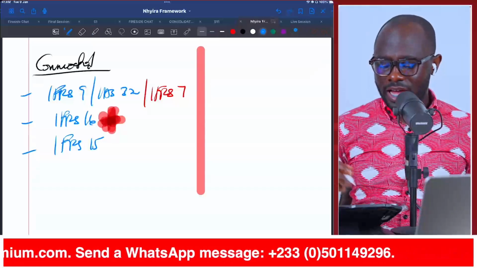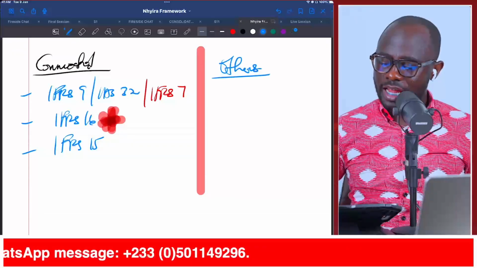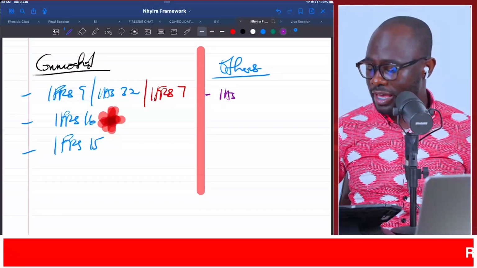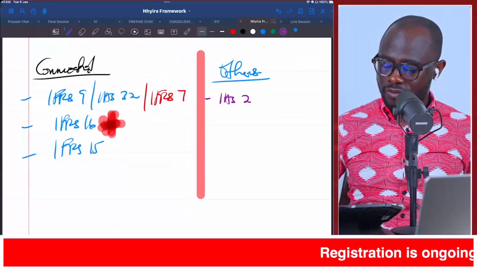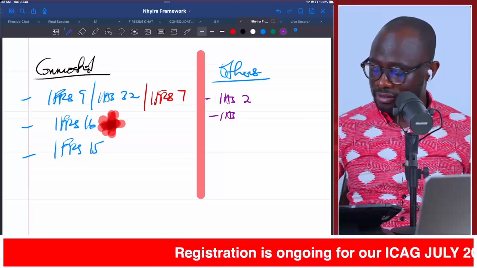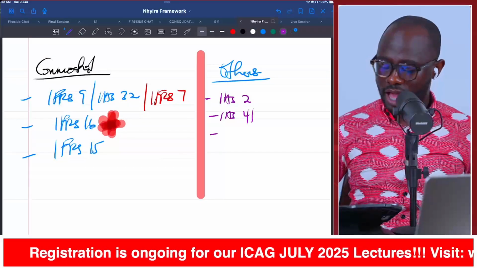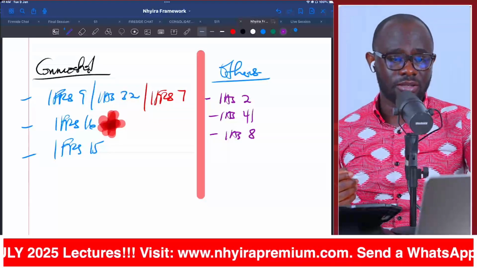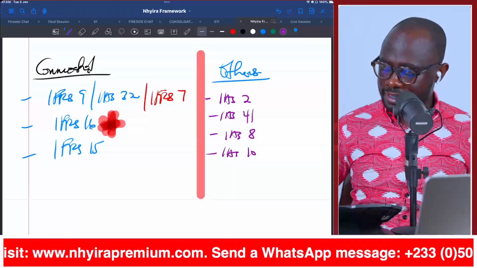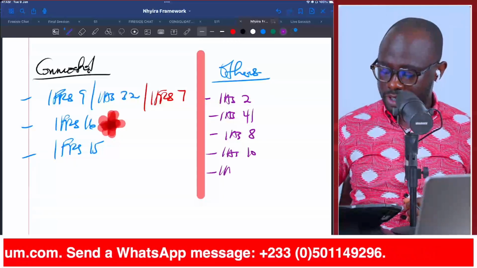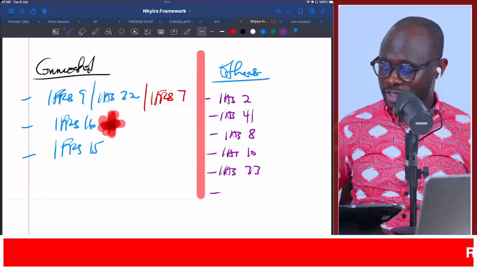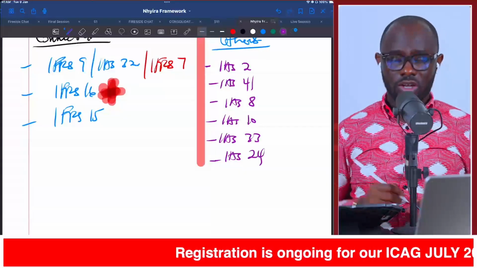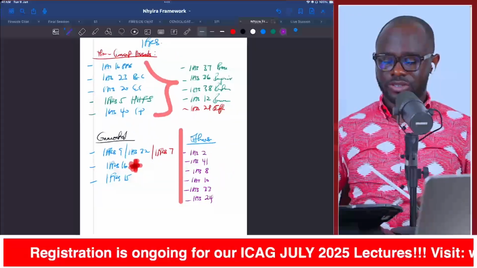Then there are some other standards that you still have to be aware of as a financial reporting student, and that is IAS 2, inventories, IAS 41, agriculture, IAS 8, accounting policies, changes in accounting estimates and errors, IAS 10, events after the reporting period, IAS 33, earnings per share, and then IAS 24, related party transactions.